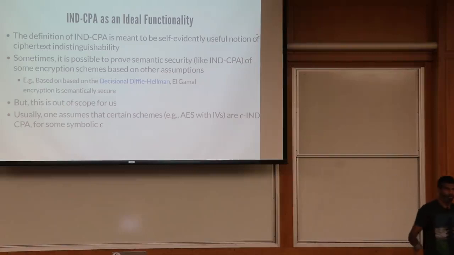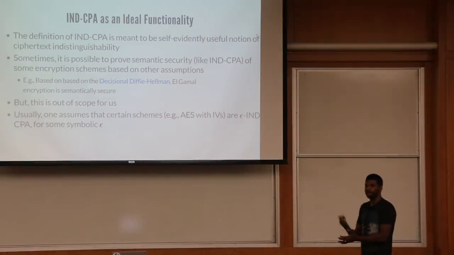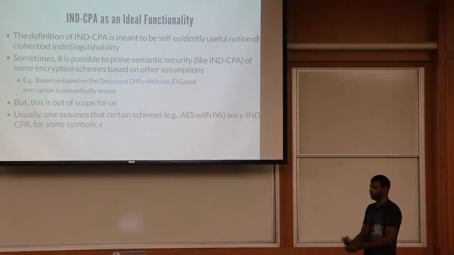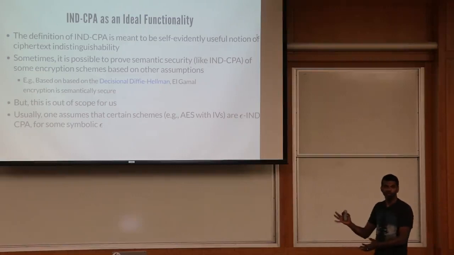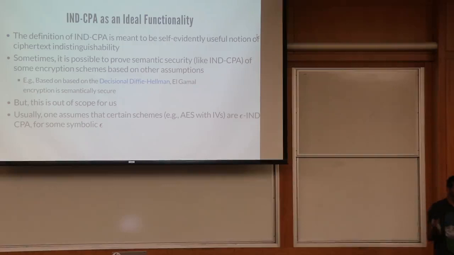And in general, for what we do, this is kind of out of scope for us. We assume that a given encryption or hashing primitive has some semantic security property, and then we're going to build constructions on top of these primitives and show that the constructions are secure so long as the primitives are secure. Okay?